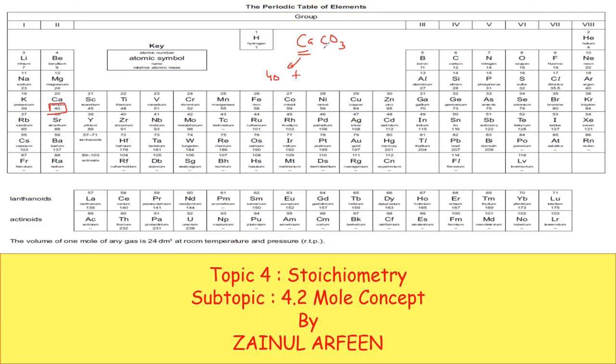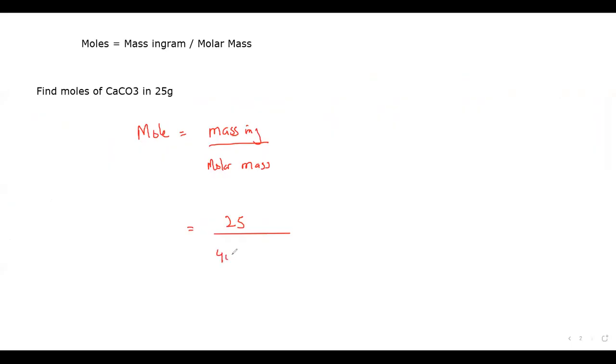Plus, what is the mass of carbon? 12. Plus, what is the mass of oxygen? 16. And that is multiplied by 3. Why multiplied by 3? Because there are 3 oxygen atoms. So calcium is 40 plus carbon is 12 plus oxygen is 16 multiplied by 3.